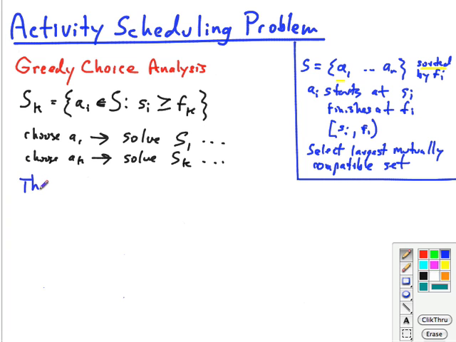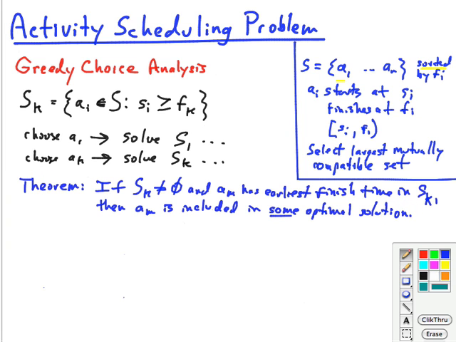We're going to write out a theorem. So this is a greedy choice theorem for this problem, saying if we have a non-empty set, S sub k, of activities to consider, and a sub m has the earliest finish time in S sub k, then a sub m is included in some optimal solution. So that means we are safe in picking the item with the earliest finish time in S sub k, because it will be possible to construct an optimal solution from it. It doesn't necessarily mean that it's the only choice that leads to an optimal solution, but it's a safe choice, and the nice thing about greedy algorithms is you don't have to search, you just make the locally optimal choice, like just picking that fruit in front of you.